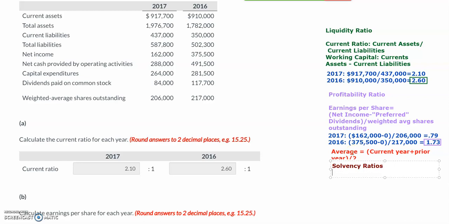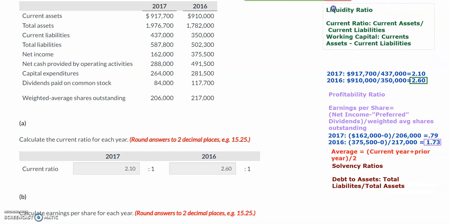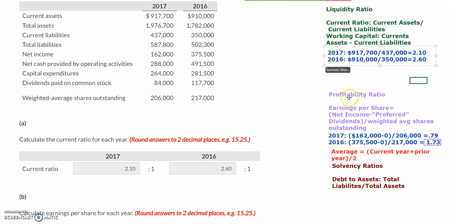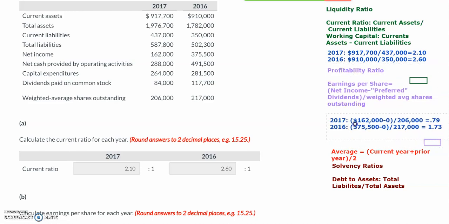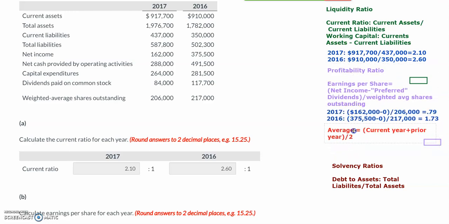Actually, we're going to have 2 solvency ratios. The first solvency ratio we're going to go over is our debt to assets ratio, which is going to take our total liabilities, which we're going to get from the balance sheet, divided by our total assets from the balance sheet. So we're going to do our calculation. I'm just going to move these notes up. That way it's easier for everyone to see all of our work.